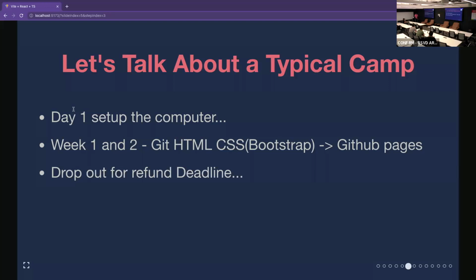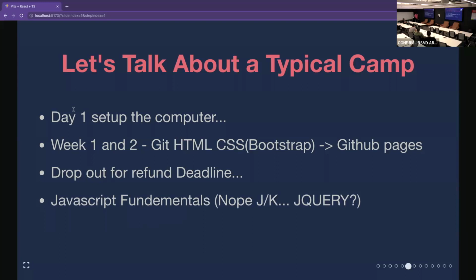And then the dropout for a refund deadline happens right now. Boom. So if you feel like you can't do this and you want your money back, this is the time to do it. If you wait 1 day after, you're stuck. It costs $10,000 and you're stuck. Most of the boot camps I've talked to, and students that have done other boot camps, I've seen this model everywhere. And it's a business, right? Don't get me wrong, they've got to make their money.